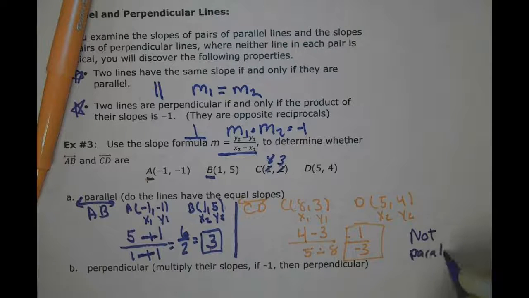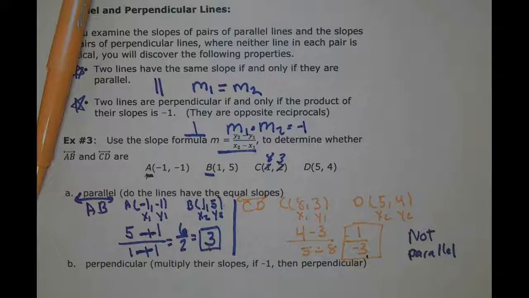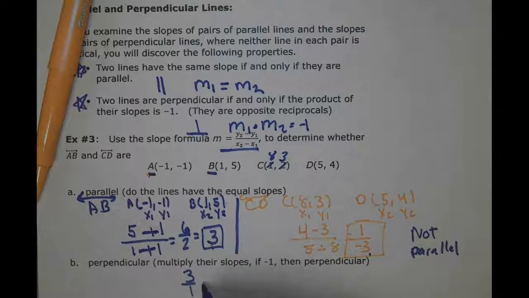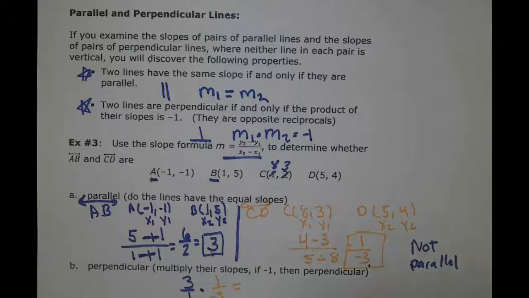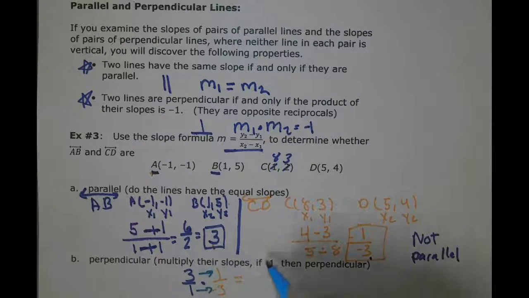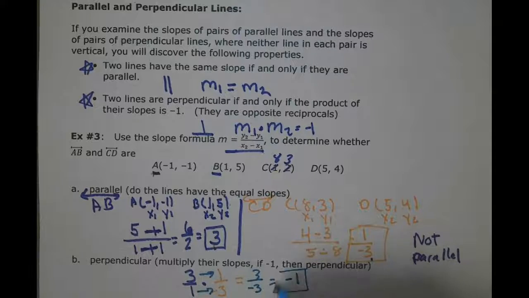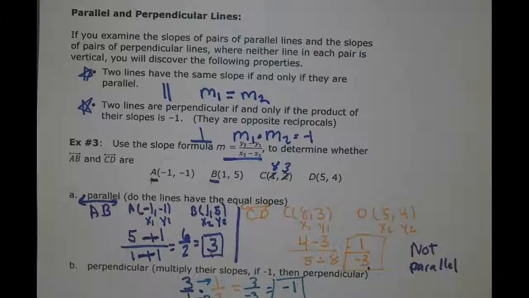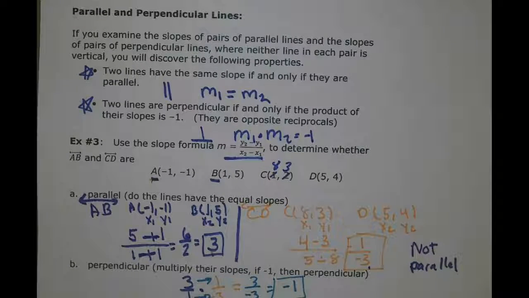Let's see if they're perpendicular. If they're perpendicular, this slope times this slope should be equal to what? So 3 over 1, which is the same as 3, times our other slope, which is 1 over negative 3, should be equal to negative 1 if it's perpendicular. 3 times 1 is, when you multiply, you go across, 3. 1 times negative 3 is, what does this simplify to be? Negative 1. Since the product of their slopes is blank, what's the product of their slopes? Product means multiplying. Negative 1. The two lines are perpendicular.